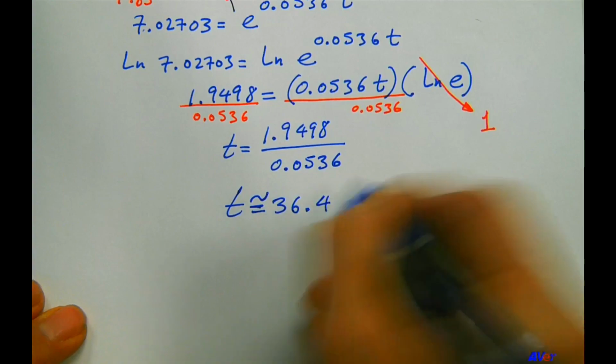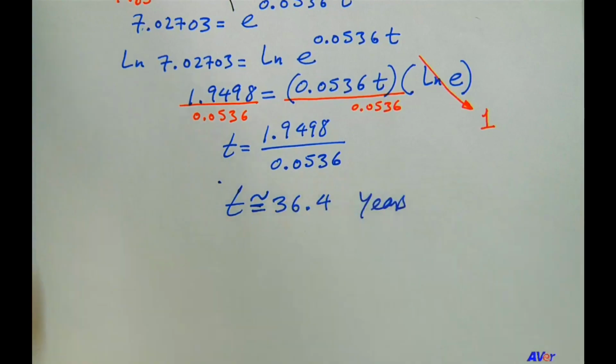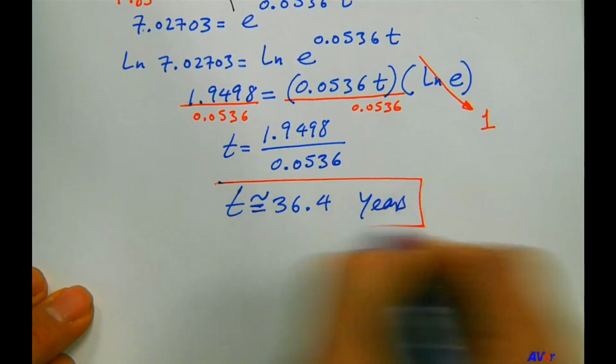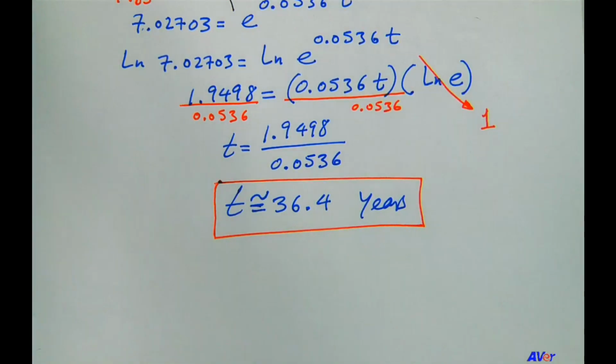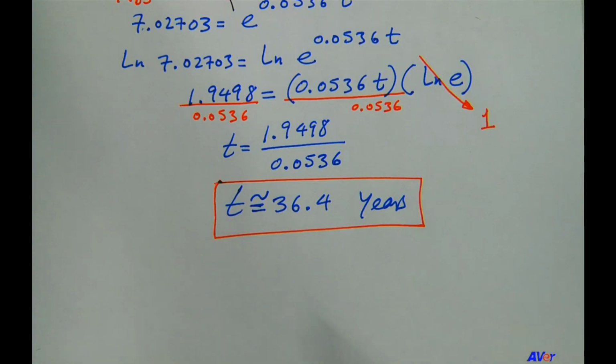Almost 36.4 years. So after 36.4 years from 1980, the daily oil consumption in China would have doubled. And we've already passed that mark, right? When is that? That's sometime in 2017, right? So we've already passed that.